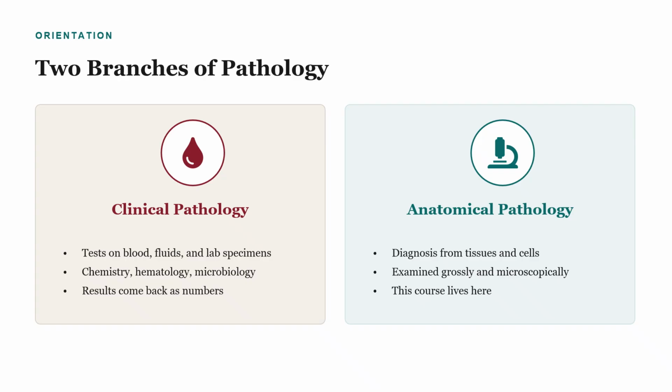On the right is anatomical pathology, and this is our home for the next 16 weeks. Anatomical pathology makes its diagnoses by examining tissues and cells directly. First, grossly, meaning with the naked eye at the bench, and then microscopically, under the scope. The deliverable isn't a number. It's an interpretation of what the tissue shows. Notice the fundamental difference. Clinical pathology measures, anatomical pathology observes and interprets. Both are essential, but yours is the second.